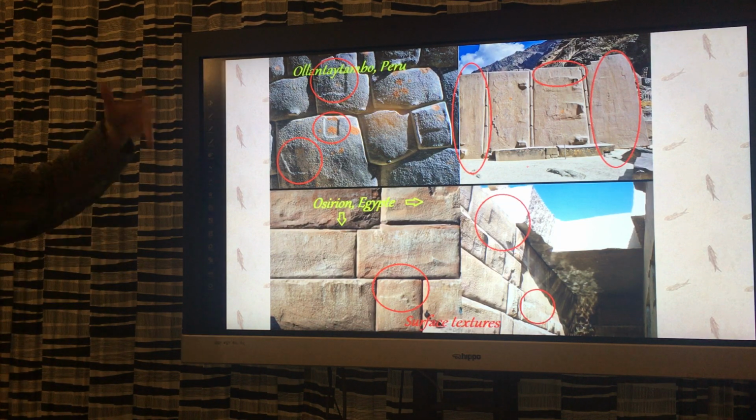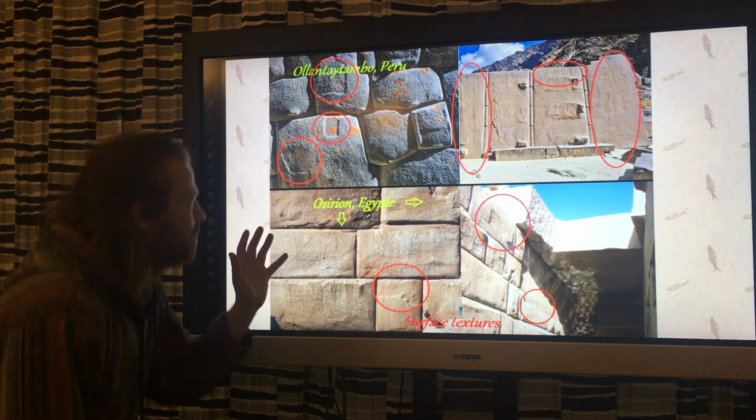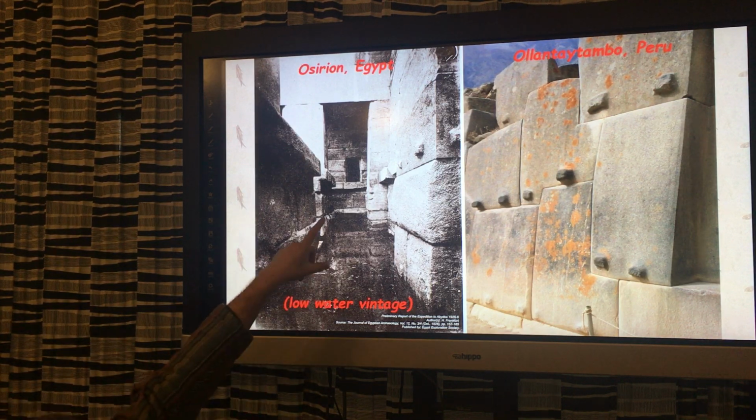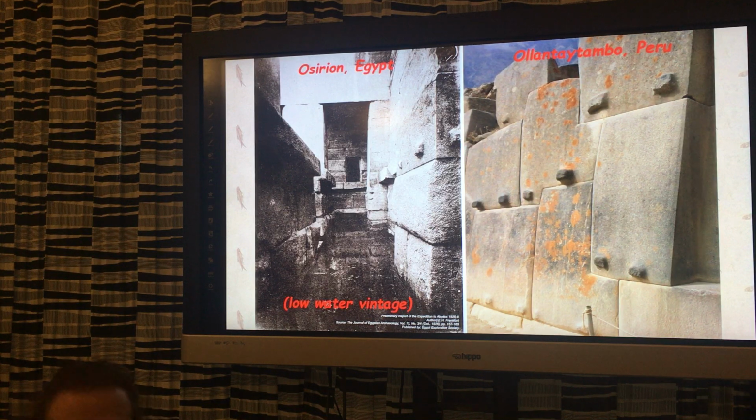More scoop methods. Ollantaytambo, Osirion. When does it end? This is more knobs. This is old pictures of the Osirion before they made the dam in Egypt. I forgot the name. Oh, okay, yeah, the Aswan Dam. They made the Aswan Dam and then this filled up with water, is what I heard. But you can see here are the same knobs as Ollantaytambo and Sacsayhuaman and all the places.